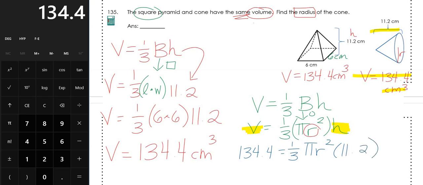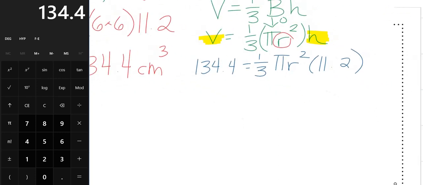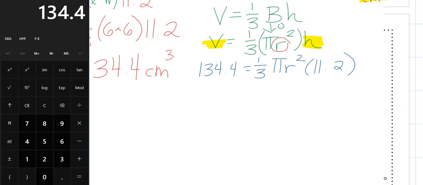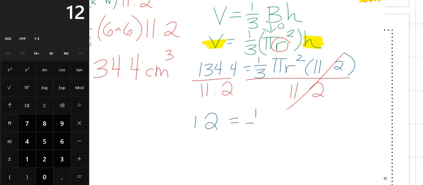Okay, let's start solving. Let's give myself a little bit more room to write here. Okay. So, one thing that I want to get rid of right away is that 11.2. Now, since 11.2 is being multiplied to the rest of the formula, I can divide both sides by 11.2 to get rid of that 11.2. So in my calculator, 134.4 divided by 11.2 is 12. Okay, so now I have 12 equals 1/3 pi r squared.